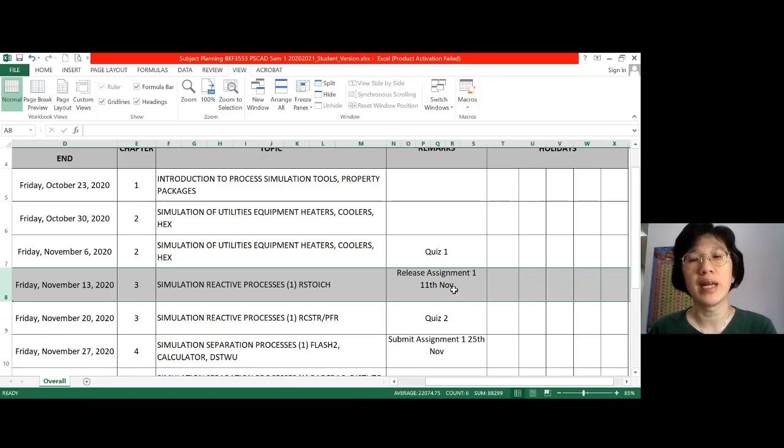It will be released on 11th of November, and you're supposed to submit it by 25th of November. Assignment 1 will have 2 questions. The first question is covering chapter 1 and 2, while the second question is covering chapter 3 on the simulation of reactive process. Okay, done for the planning. Just a revision for you, or just to remind you on the plan and also the assignment that you have to perform later on.